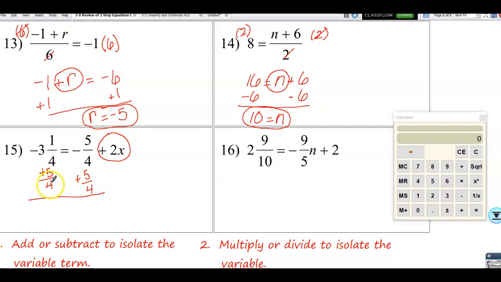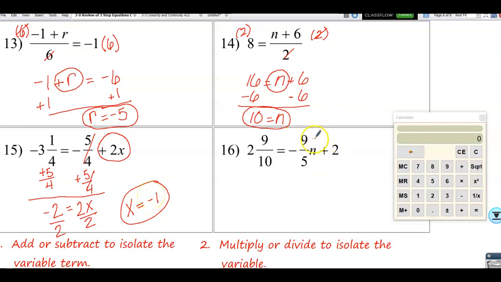Well, this positive 5/4 is equal to positive 1 1/4, and that's what I'm thinking in my head when I'm doing this problem. If I add positive 1 1/4 to negative 3 1/4, I get negative 2. You could have just put that in a calculator and you would have arrived at the same answer. Negative 5/4 and positive 5/4 cancel, and we have just 2x on the right. And then our final step is to divide to get x by itself. So we divide both sides by 2, and we arrive at our solution, x is equal to negative 1. Again, it doesn't matter which side of the equal sign you put the x.